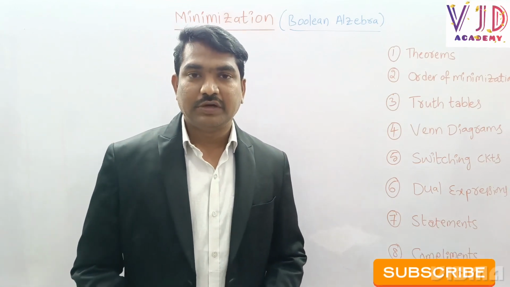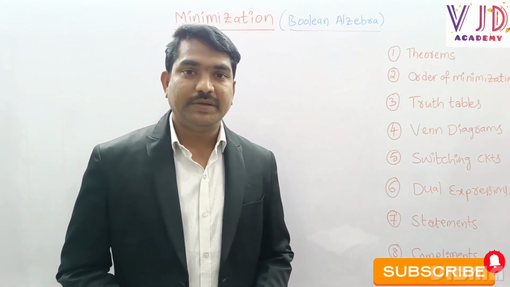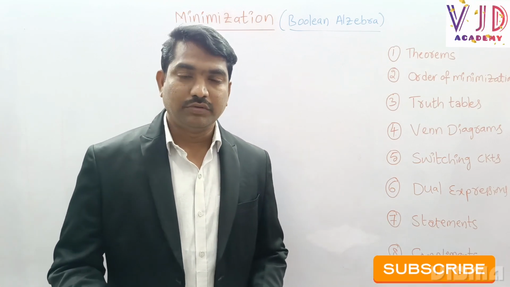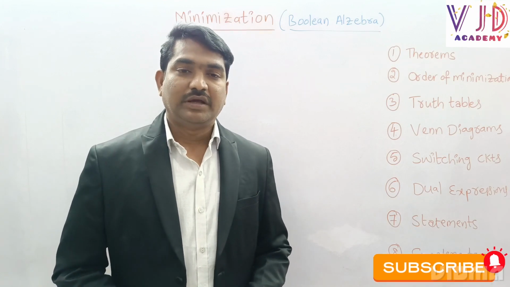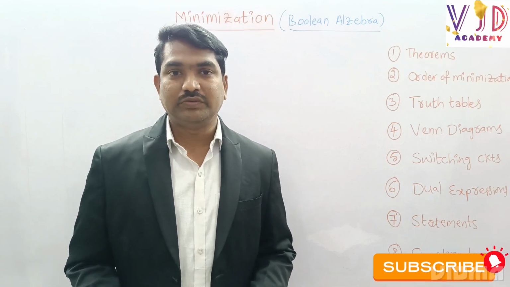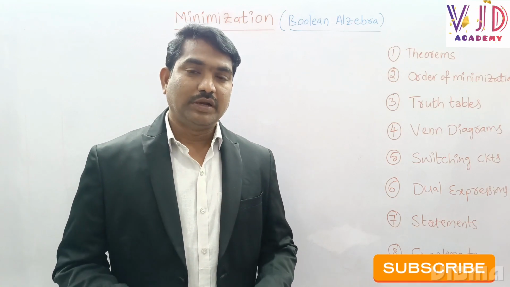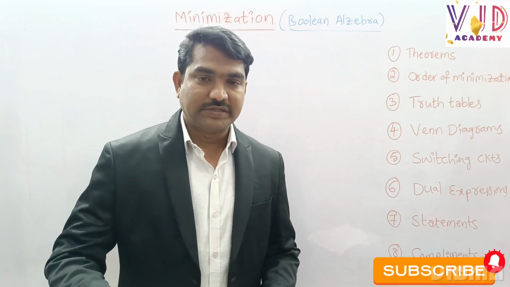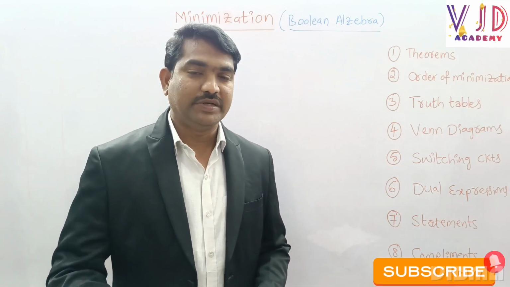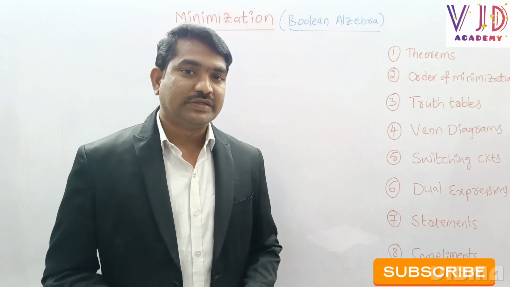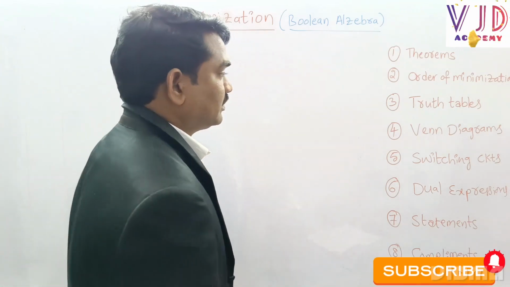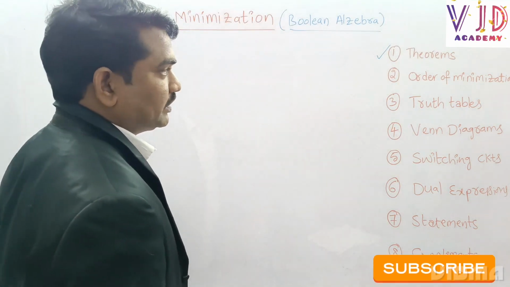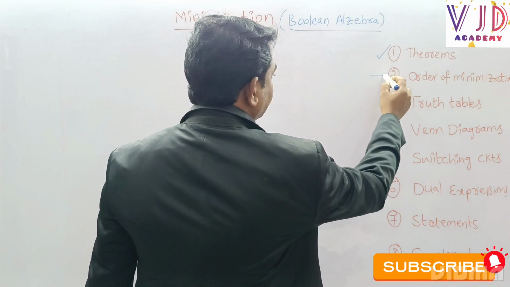Today I would like to introduce one more new concept called order of minimization. We have seen in the previous lecture what minimization is, how to minimize any logical expression, and what the theorems are which help us understand the minimization process. Now let us try to understand the two types of methods in the minimization process. We have seen the available theorems in Boolean algebra. Now let us understand the order of minimization.